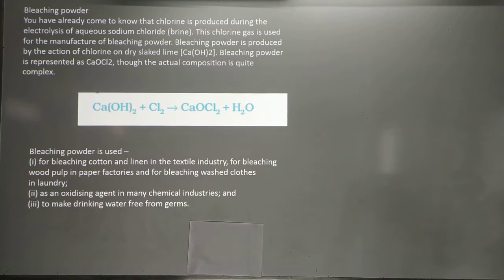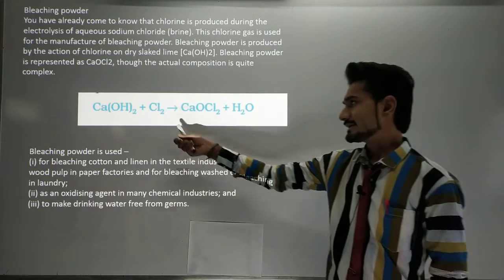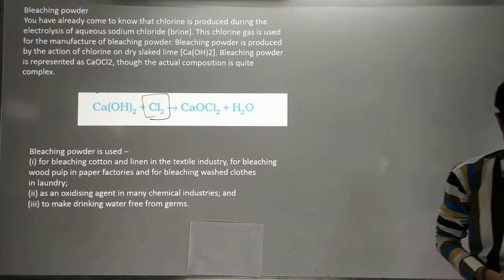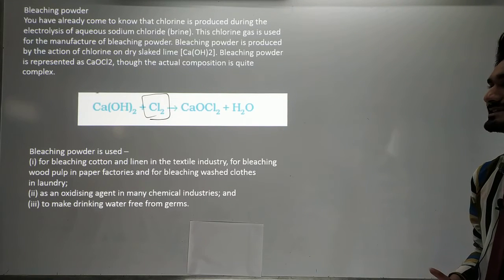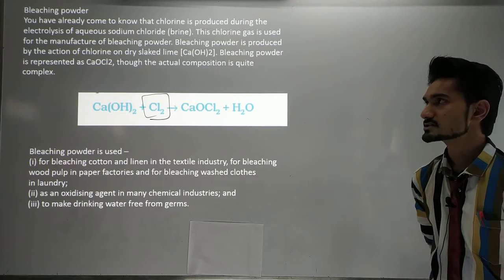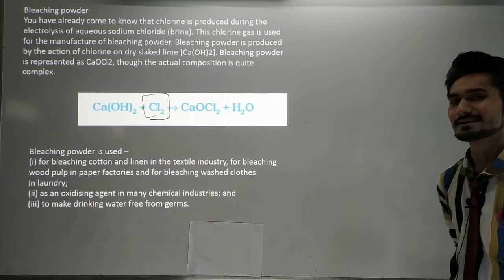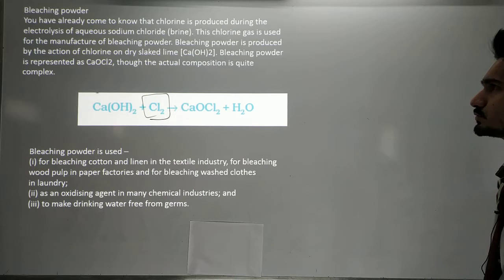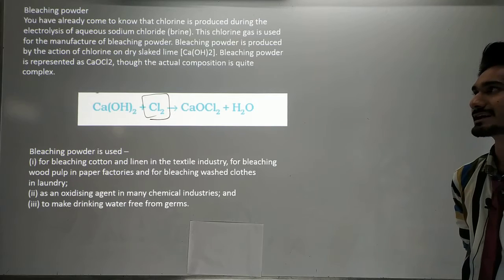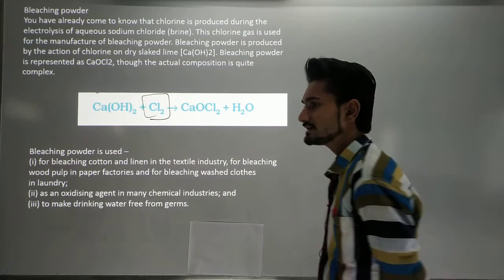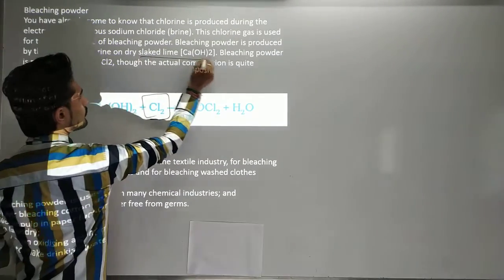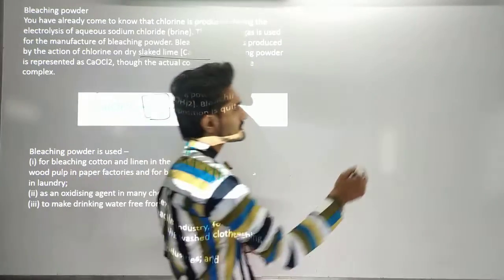So first we take chlorine gas and use it to make the bleaching powder. Okay, we are going to see how bleaching powder is made. You have already come to know that chlorine is produced during the electrolysis of aqueous sodium chloride, which means brine. This chlorine gas is used for the manufacturing of bleaching powder. Bleaching powder is produced by the action of chlorine on dry slaked lime. If you remember from the first chapter, I have already told you what slaked lime is. It is defined as Ca(OH)2. We have made the equation of that.